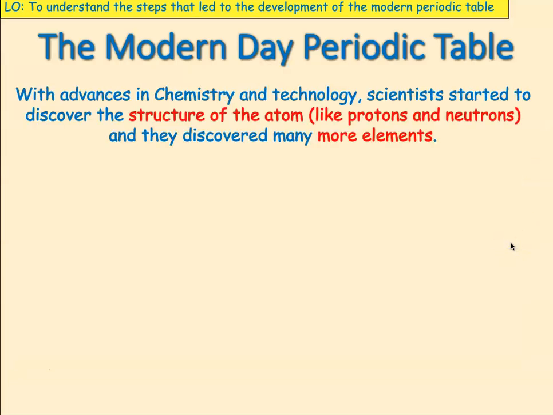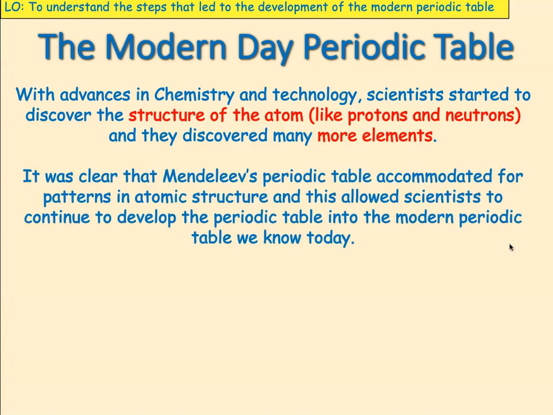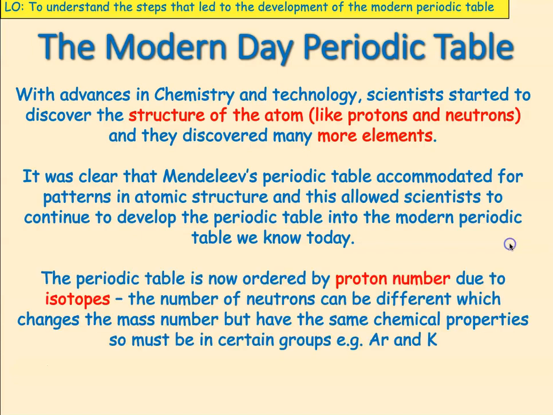Okay, the modern day periodic table. Once we started to discover things about the structure of the atom like protons and neutrons, and discovered many more elements, we were able to put together a more accurate periodic table. It was quite clear that Mendeleev's periodic table accommodated for patterns in atomic structure, and this allowed scientists to continue to develop his periodic table into the periodic table we know today.